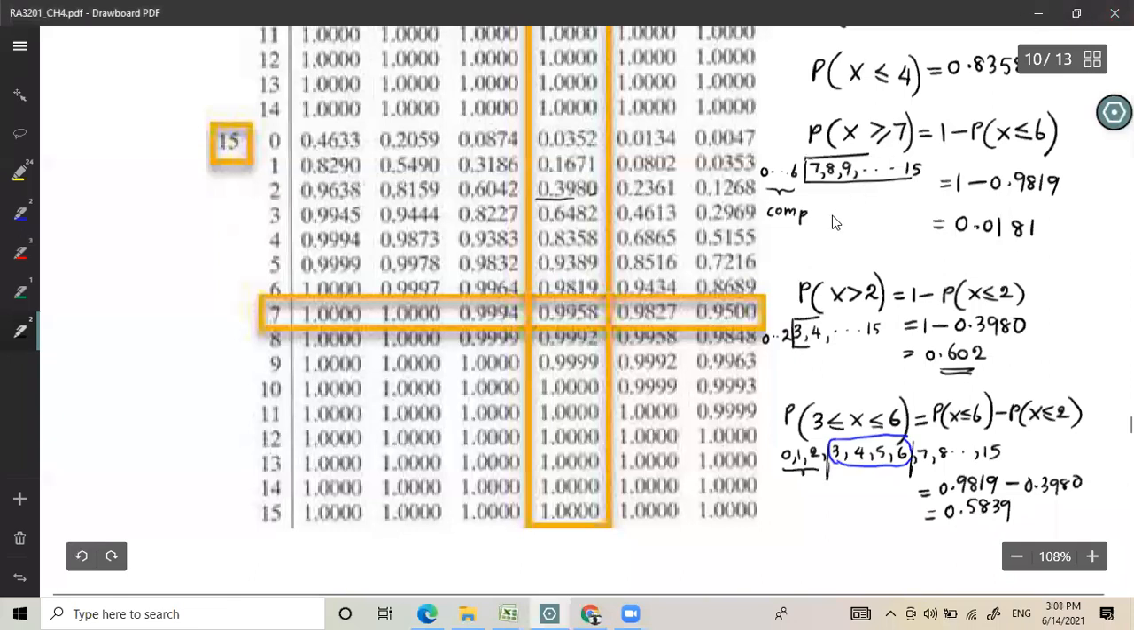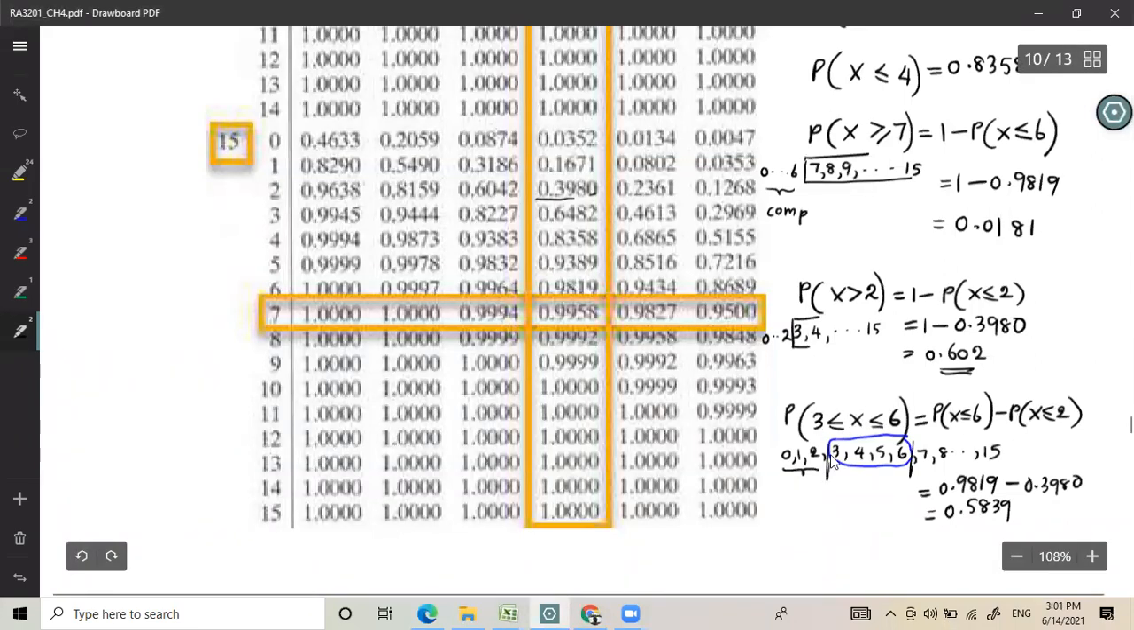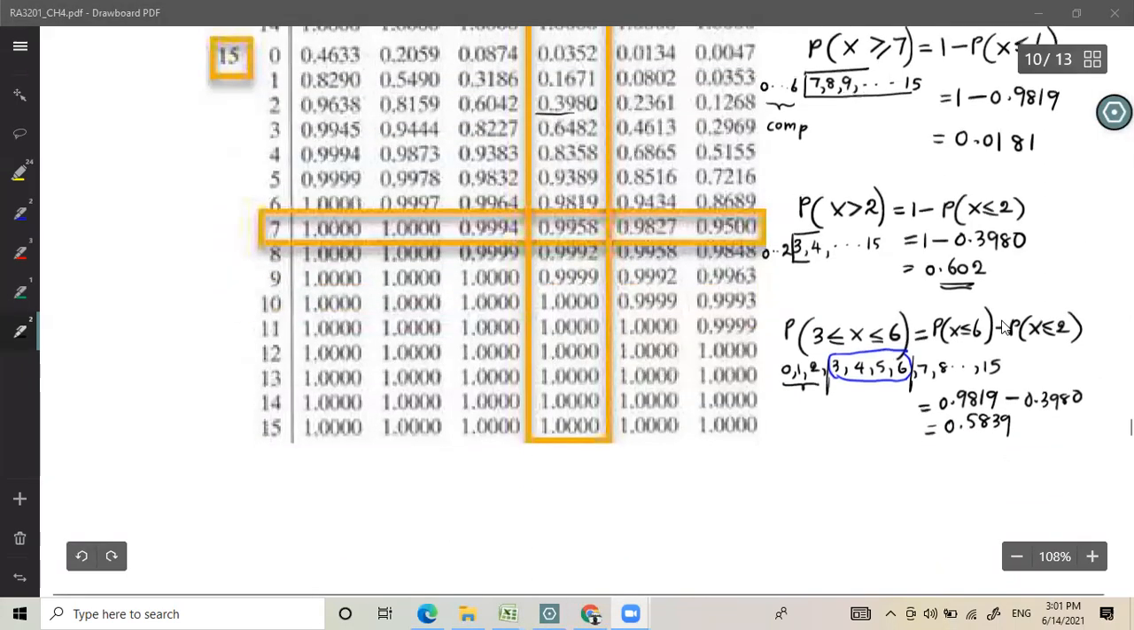Okay. It is not clear. I can explain again. Is this okay? So 6 and 3 are included. Yes, so if you draw this small set and circle what you need, you can easily figure out what values you have to read from the table. Okay. Right. One last example.